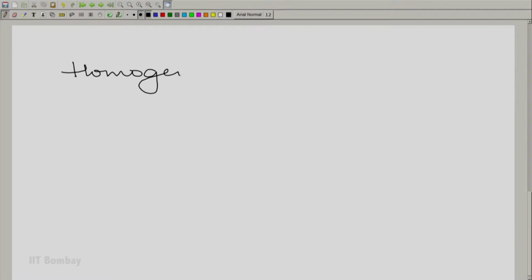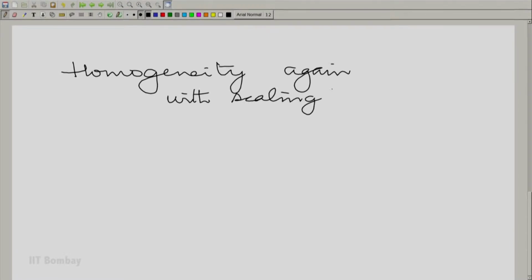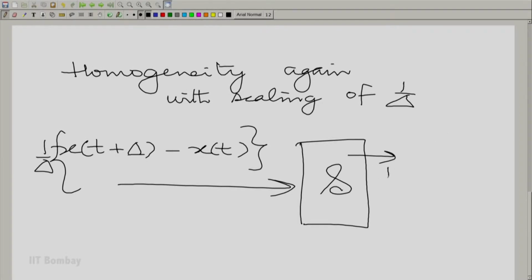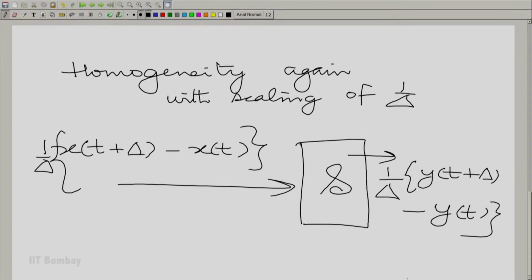And I once again invoke homogeneity now by multiplying by 1 by delta. Homogeneity again with a scaling of 1 by delta. So, I have x(t plus delta) minus x(t) divided by delta, or multiplied by 1 by delta, applied to the system should produce 1 by delta times y(t plus delta) minus y(t). And now I have a very simple job. I just take the limit as delta tends to 0 on both sides, assuming that that limit operation makes sense.